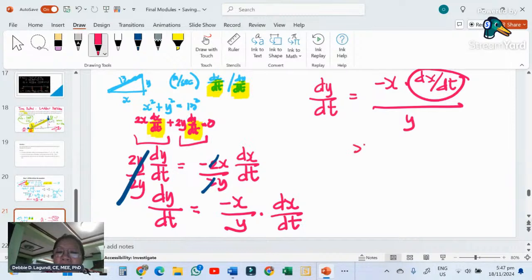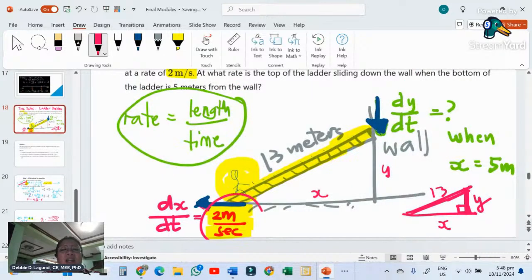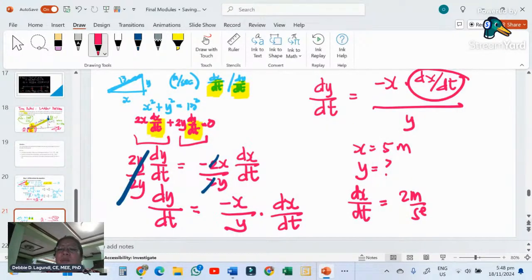What is our x again? Our x is 5 meters. What is our y? Do we know y already? Oh, not yet. Okay, so we have to find y when x is 5. So that is what we're going to calculate. And then dx over dt, do we know that? Yes, we know that. That is in the problem, 2 meters per second. Let me just check that. It's 2 meters per second. It's here. Okay, so let's go back there, 2 meters per second.